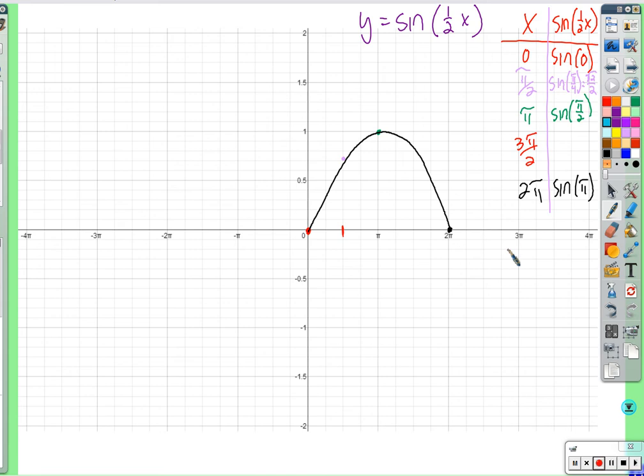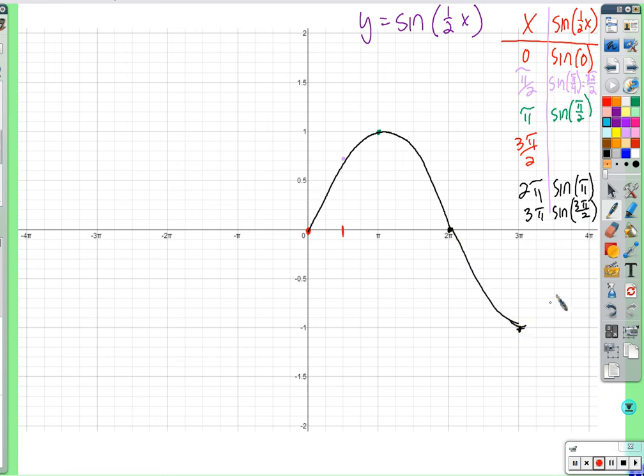Okay, let's go through to 3 pi. That means you're going to take the sine of 3 pi times 1 half. 3 pi times 1 half is what? 3 over 2. 3 pi over 2. Sine of 3 pi over 2 is what? Negative 1. So 3 pi gives you negative 1.